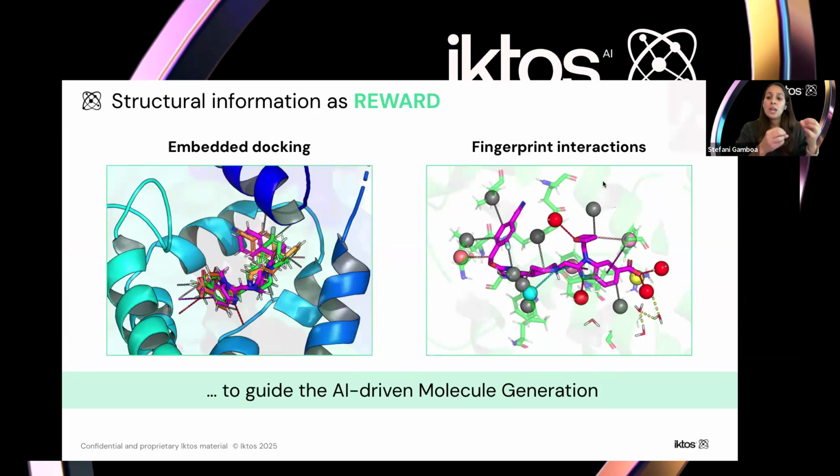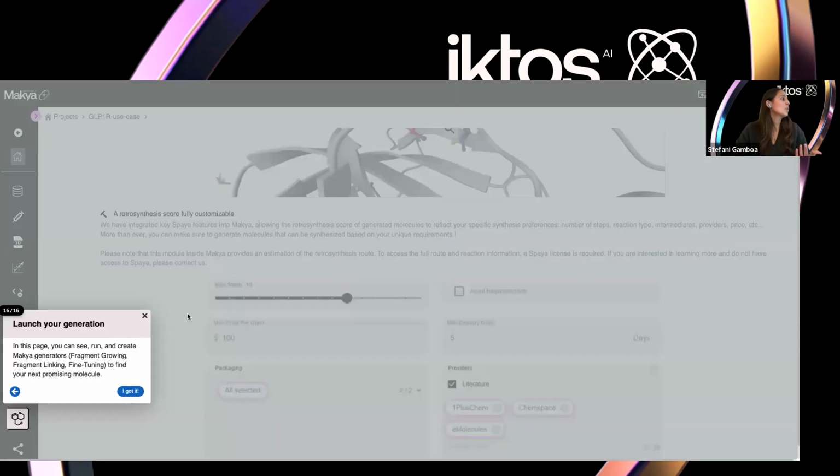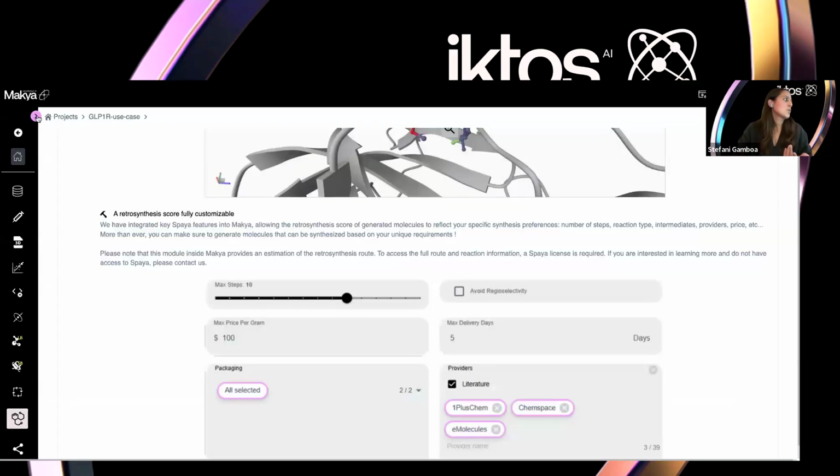On the left, through docking, where each generated molecule is automatically docked during the run. And on the right, through fingerprint-based interaction analysis, which quantifies how well new compounds reproduce critical ligand-protein contacts. This approach allowed us to bias the AI towards molecules with the key interactions that you as a user want to retain. So once again, let's switch into the software so we get to see how this actually works.